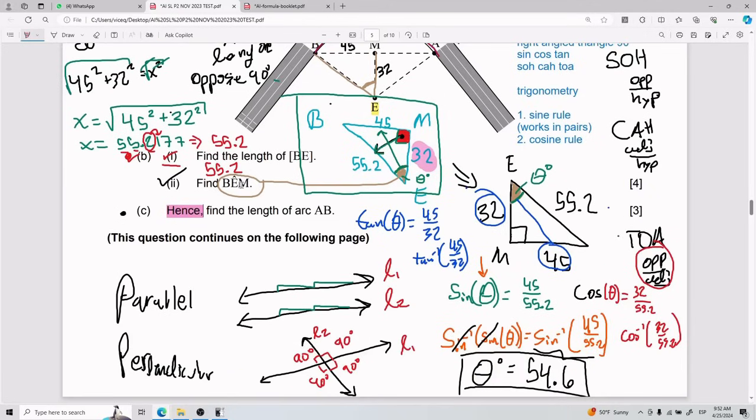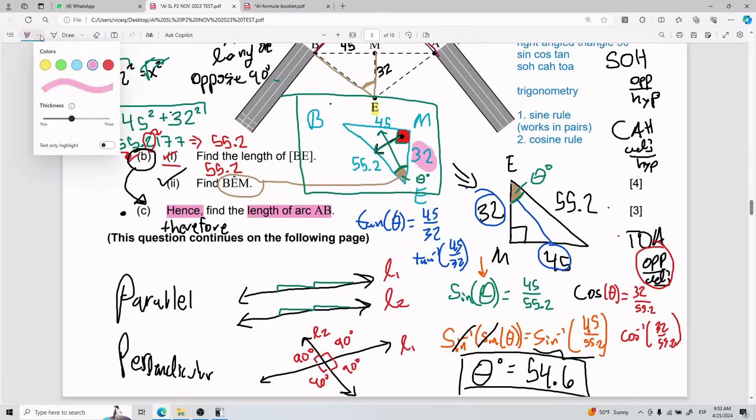Anyways, hence, besides being a little bit fancy, is also like therefore, okay? And so this is a big hint, because everything I did in part B, because they put this hence, means that it's super useful for part C. So this is a big, big hint that part B was extremely relevant for part C. Whatever I did in part B, I needed to find the length of arc AB.